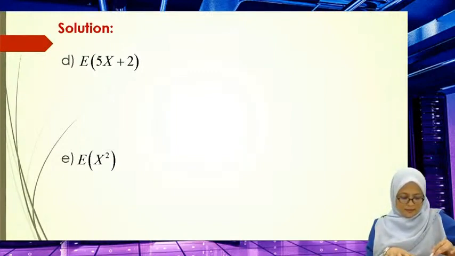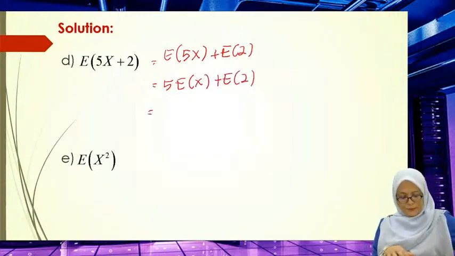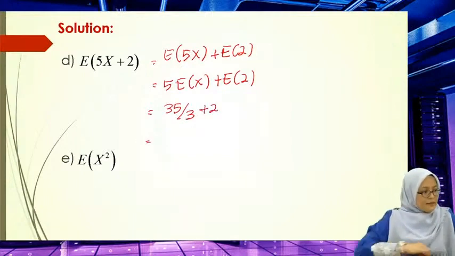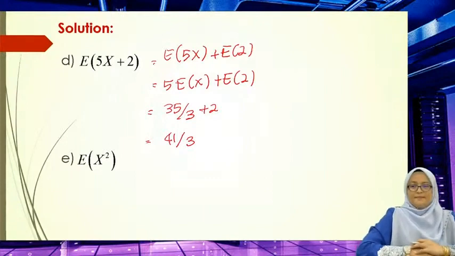Okay, so apply macam tadi juga, yang akan dapat expectation 5x plus expectation 2. So 5 ni bawa ke depan, so jadi expectation x tambah expectation 2. Ataupun daripada C tadi dah ada dah nilai expectation X. So jadi 35 over 3 plus 2. So kita akan dapat 41 over 3. Okay, betul? Faham dah kot, no?